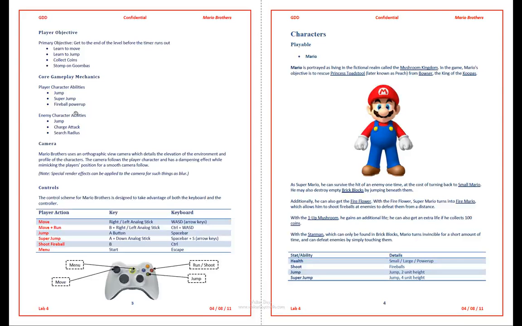Now for the enemy, we've got some enemy abilities: to jump, to charge attack, and to have a search radius to find our Mario player. The next things after our objectives and our core mechanics, we can look for our camera. How is our camera actually going to be controlled?